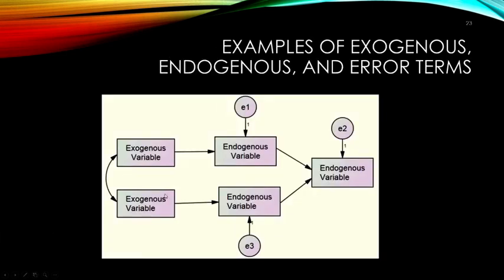So for example, in this one, the variables on the far left side are exogenous because there's nothing going into them. They're at the beginning of our model. And then these other three would all be endogenous variables because they have something going into them.